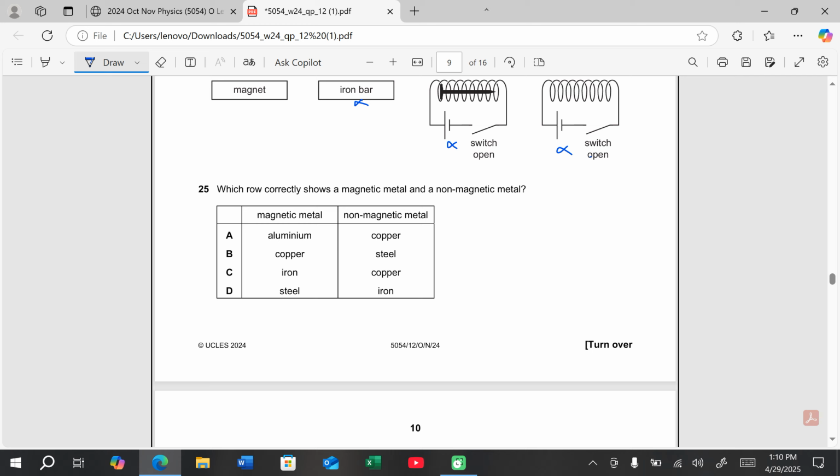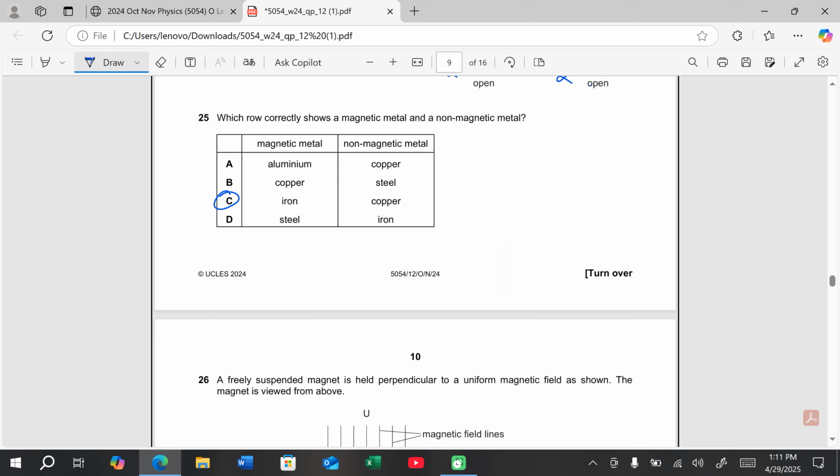Which row shows a magnetic metal and a non-magnetic metal? Magnetic metals are iron and steel, while non-magnetic is copper. Copper and aluminium are both non-magnetic, so you can find out from the list. Other metals are all magnetic.